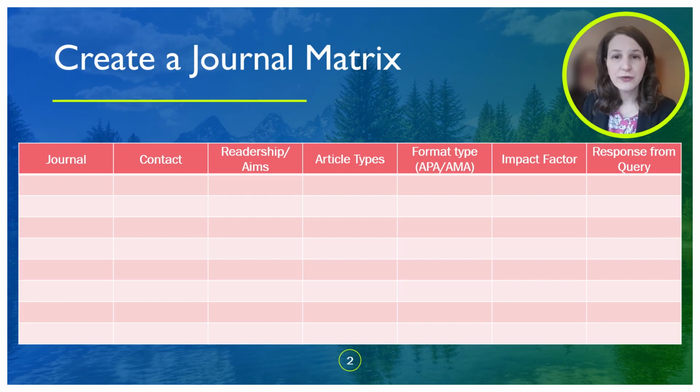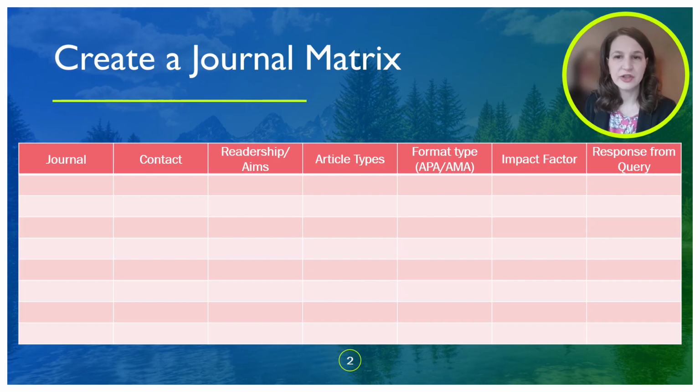Before you get too far into reviewing different journals, I highly recommend creating a journal matrix to keep everything organized. Here are some column headers you may consider, but you can include different headers as well. In addition to listing the journal's name, you may consider adding contact information. Usually this is the email of the editor, but some journals have a separate email that authors should use. You can also list things like the readership or mission and aims of the journal.